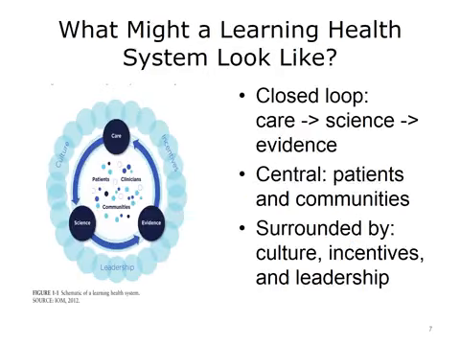The learning health system intends to address this by creating a closed loop for science and evidence to be included in care, and then for care to generate more knowledge that can be added and used to further adjust care. An important part of a learning health system is that patients and communities are at the center, and that culture, incentives, and leadership help provide an environment where this is possible.